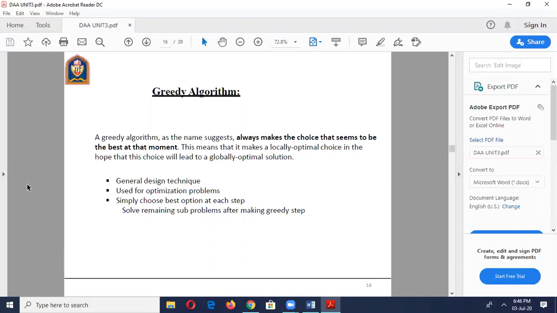So, greedy algorithm. Good evening everyone. Myself Dhanlakshmi, going to present about the greedy algorithm. Greedy algorithm, as the name suggests, always makes the choice that seems to be the best at the moment. It is a general design technique used for optimization problems. Simply choose the best option at each step, solving the remaining subproblems after making a greedy step. Next slide, sir.